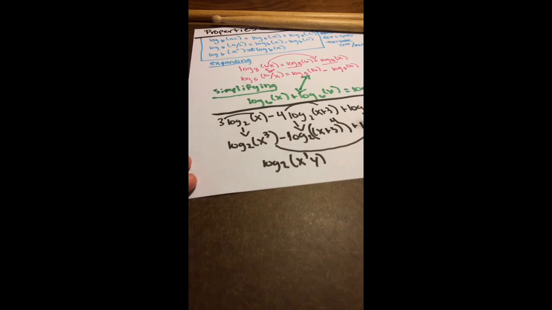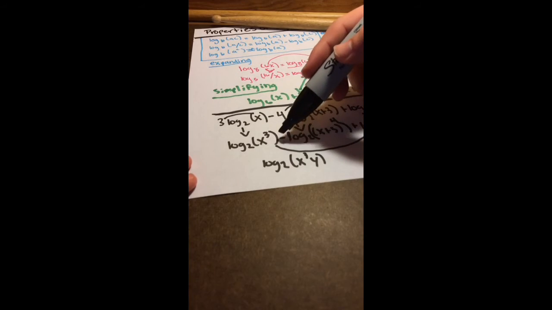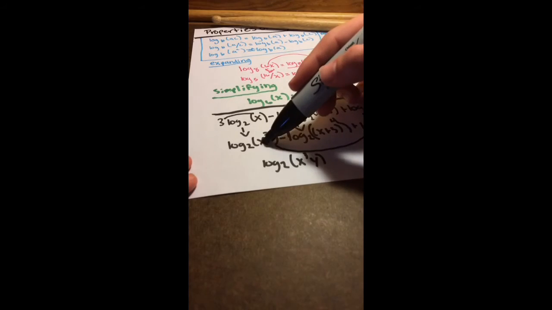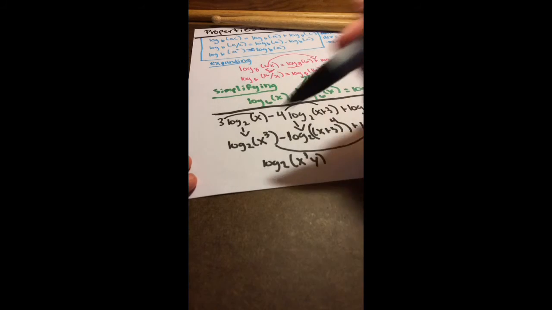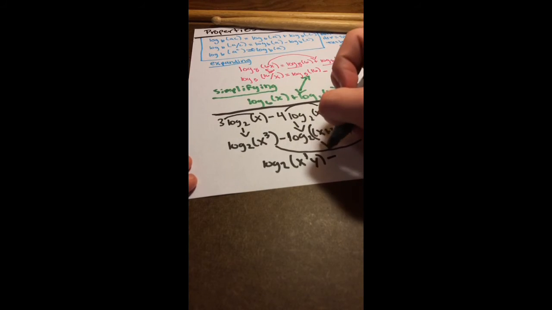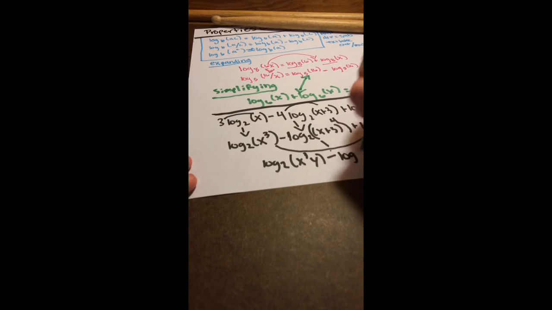And why is that? Because we're going to take these two, and since it's addition, this is adding and this is adding, and we're going to put it together. Then we're going to add in the rest of our equation and say minus log base 2 of (x plus 3), it's a little sloppy, to the 4th power.